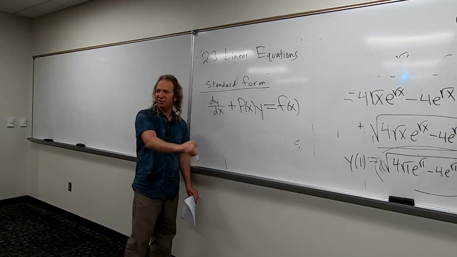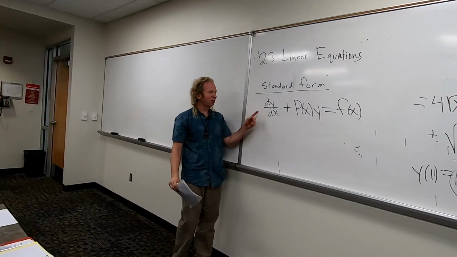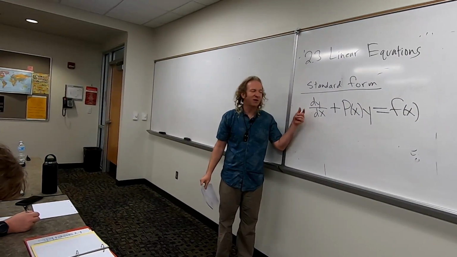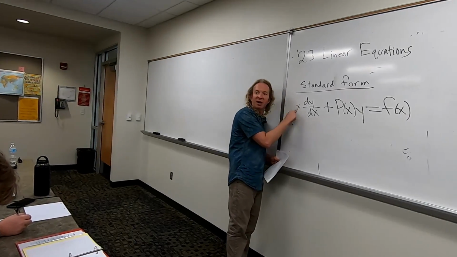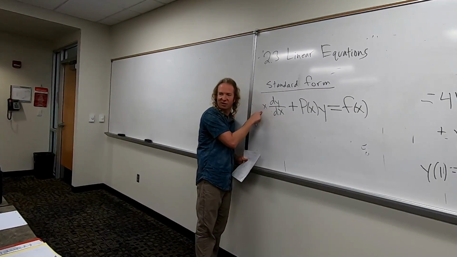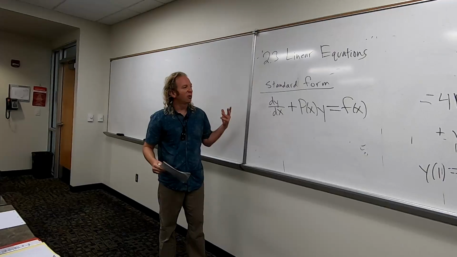Whenever it looks like this, it's said to be in standard form. In other words, you have to have a 1 here. That's the goal. So if you have an x here, you have to divide by it, right? You've got to get rid of whatever is there. Okay, so this is a linear equation.